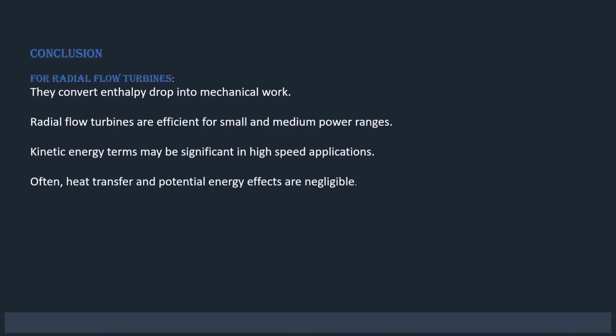So, in conclusion, radial flow turbines convert enthalpy drops into mechanical energy. They are efficient for small and medium power range. Kinetic energy effects become significant in high-speed applications. Heat transfer and potential energy effects are usually negligible.